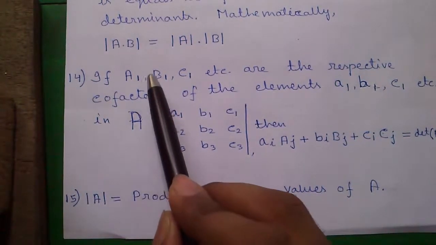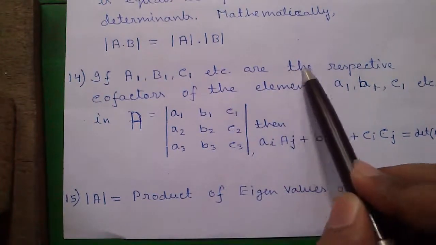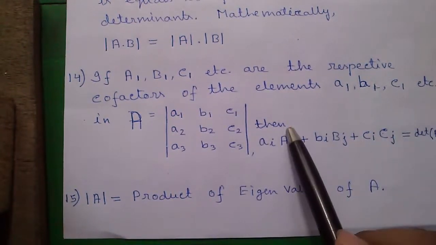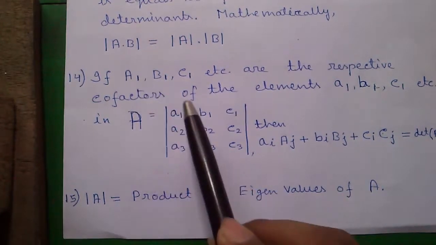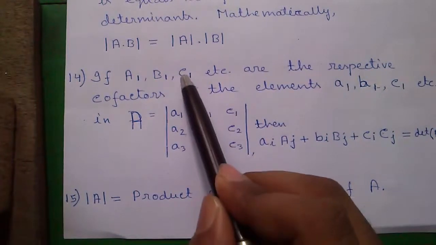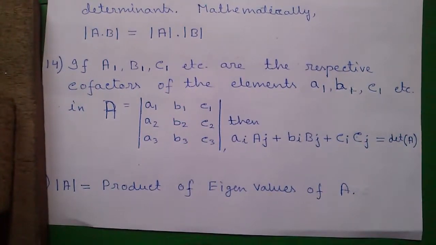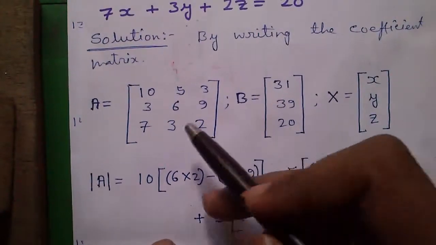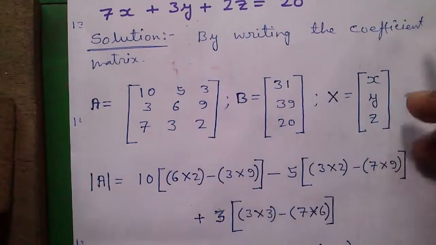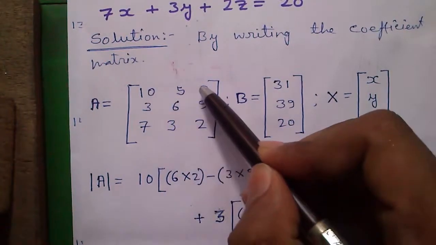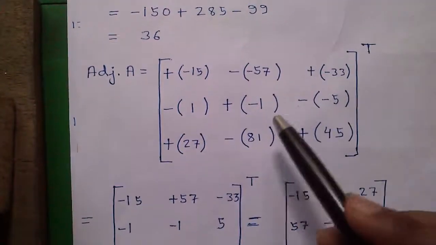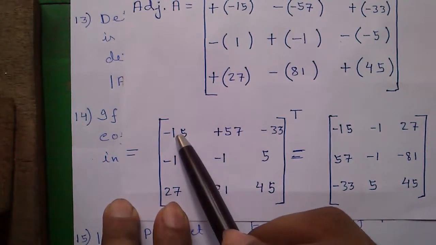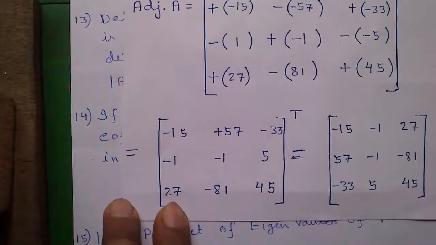The 14th property: if A1, B1, C1 etc. are the respective cofactors of the elements, then A1 into the cofactor for A1, B1 into the cofactor for B1 and C1 into the cofactor for C1 sum to the determinant of matrix A. So this is our original matrix with values 10, 5, 3 for A1, B1 and C1, and this is the cofactor matrix with minus 15, plus 57 and minus 33 as cofactor values.